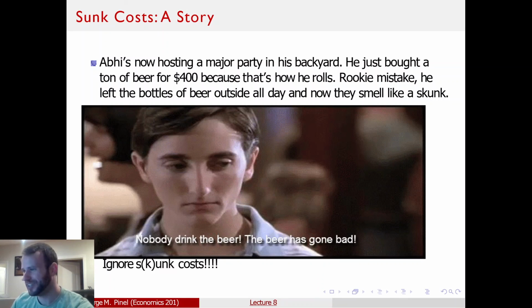That's all. All right. So they call these beers skunk beers, and so as a thing to help you remember sunk cost, you can remember skunk beers, sunk costs. So ignore sunk costs because they won't get you anywhere. Okay. Not in economics, and generally speaking, not in life. They're bad decision-making tools.